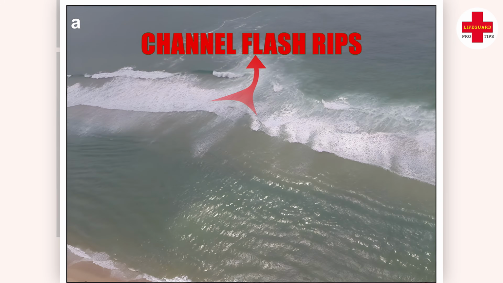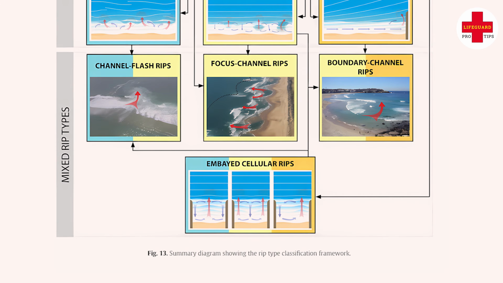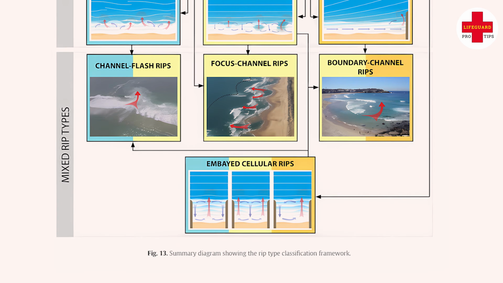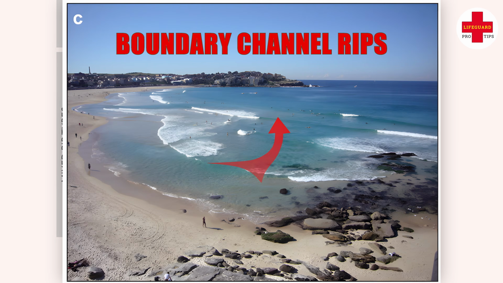Channel flash rips form where small underwater channels interact with shifting currents. Focus channel rips combine bathymetric features with variable wave breaking. Boundary channel rips form where solid structures have carved a permanent trench, blending topography and current deflection.